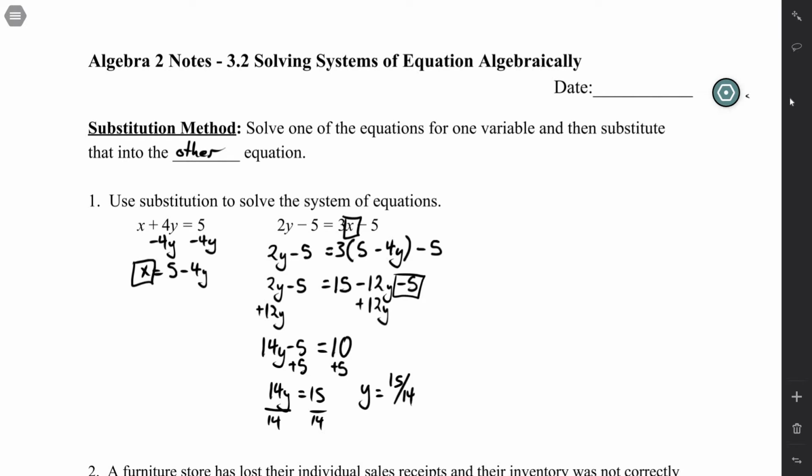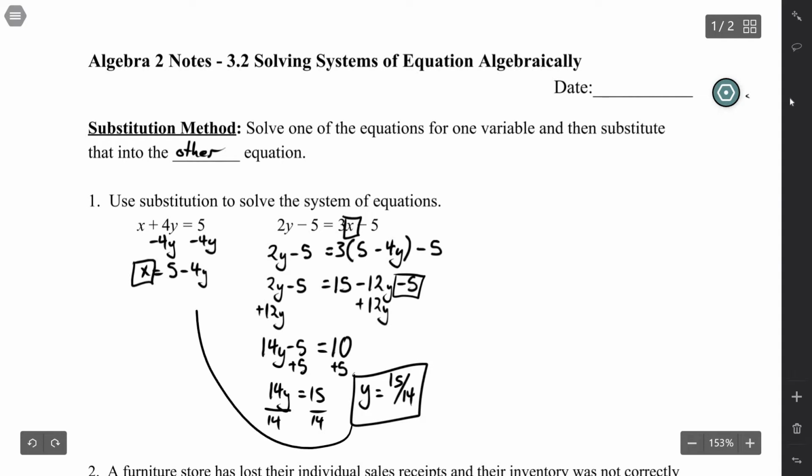Now, to solve for the x, we need to take this number and do one final step. We just need to plug it into this equation. That's what I would do. We've already done some arithmetic up here to get the x by itself. Why not capitalize on that and not do the same step twice? We would have to anyway. So I'll plug it in here. I would get x equals 5 minus 4 times 15 over 14.